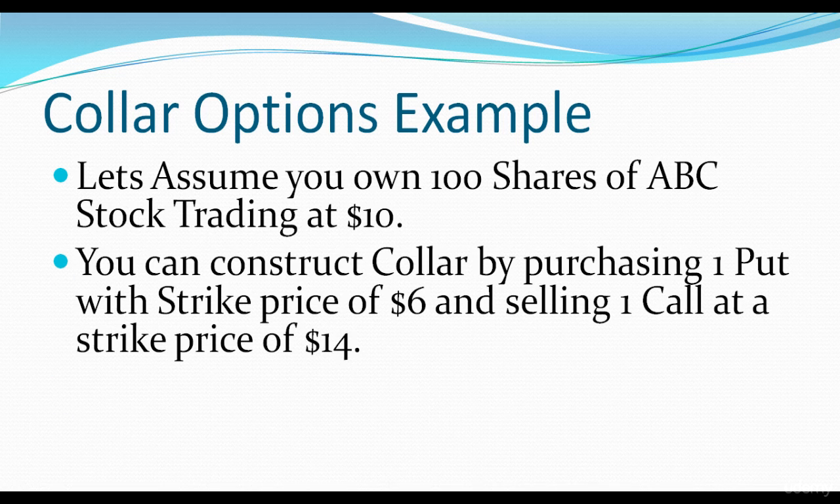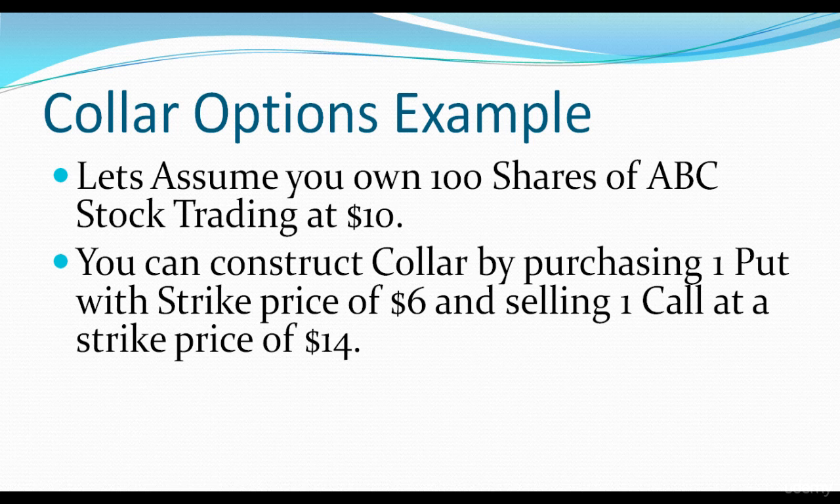Now you can construct a collar by purchasing one put with a strike price of $6 and selling one call at a strike price of $14. So basically, if you look at it, it's really designed in a certain way. That is, stock is trading at $10. So we have put in the first put with a strike price of $6. That is a $4 difference. And selling one call at a strike price of $14. That is $4 difference. And you can construct as many collars as you can fulfill the margin requirement for.